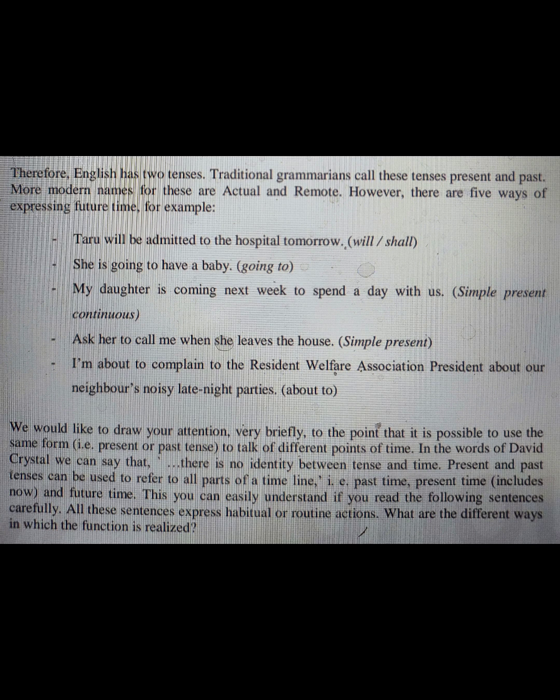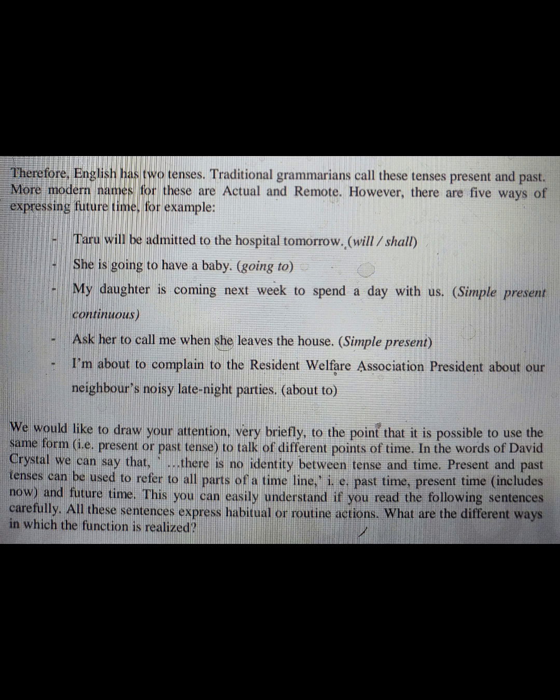the same form, i.e. present or past tense, to talk of different points of time. In the words of David Crystal, we can say that there is no identity between tense and time. Present and past tenses can be used to refer to all parts of a timeline, i.e. past time, present time, includes now, and future time. This you can easily understand if you read the following sentences carefully.